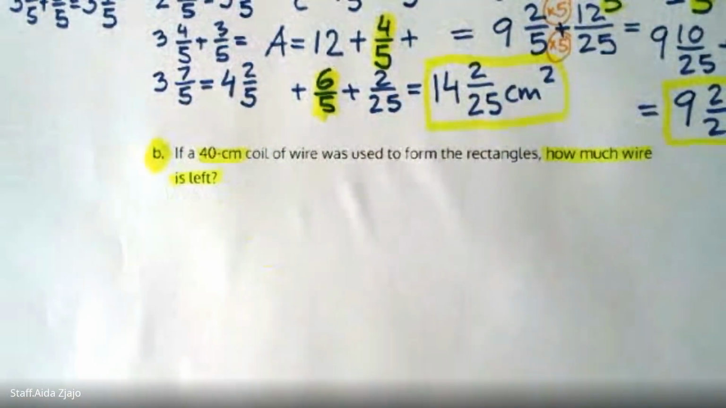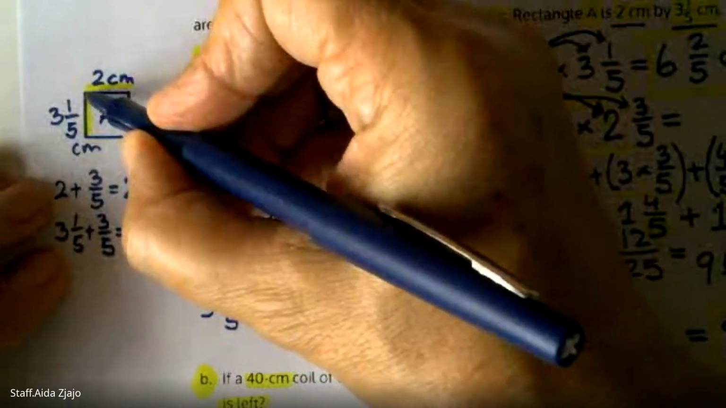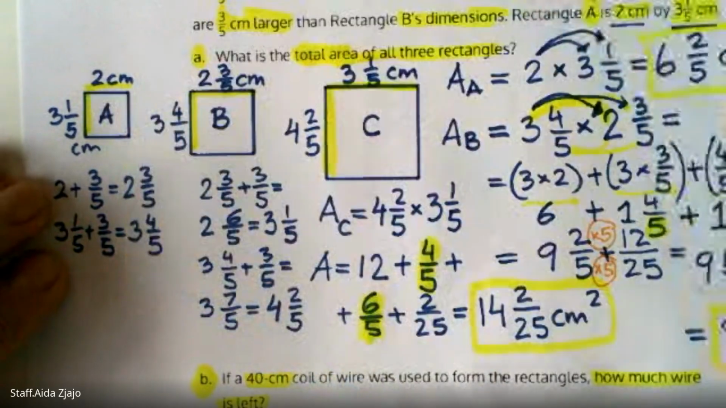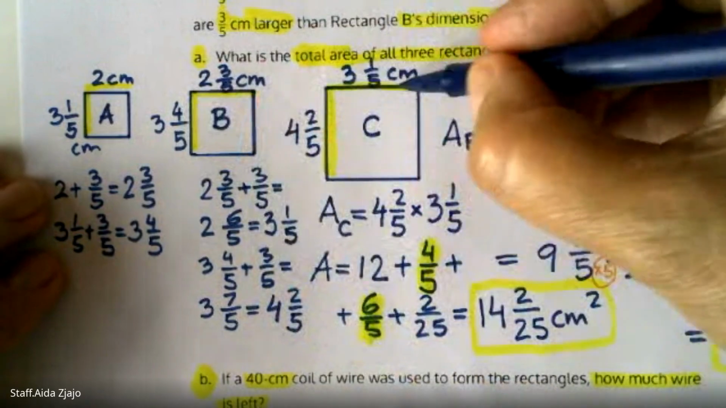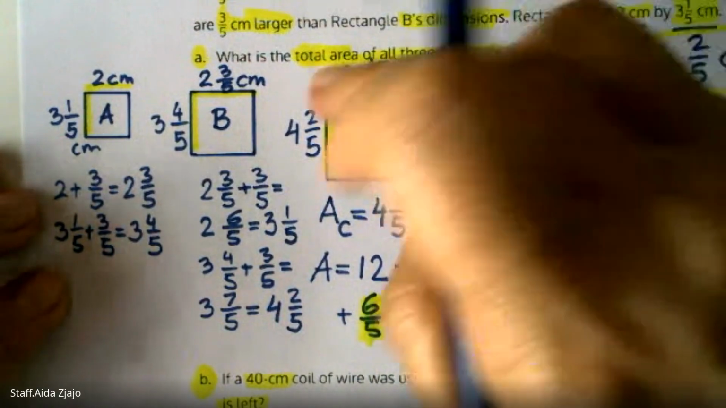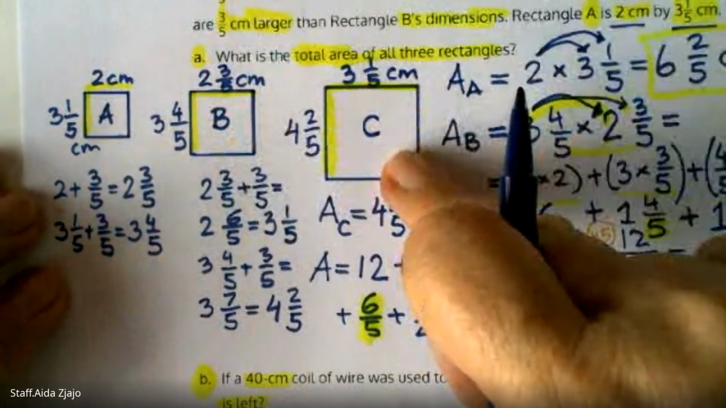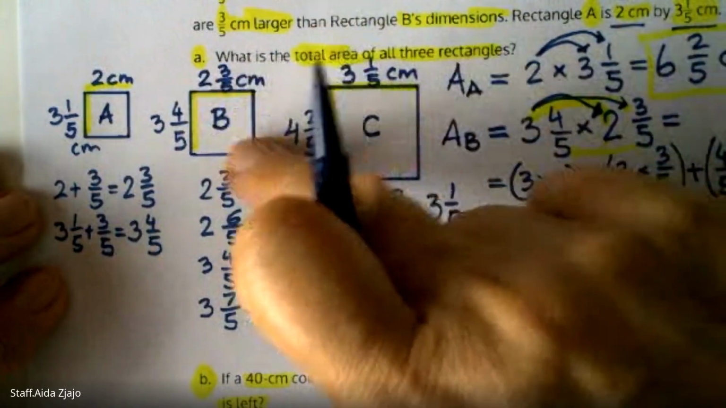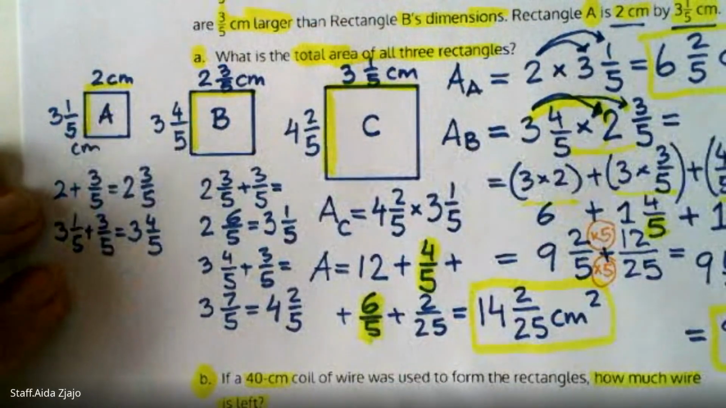So imagine this was made of wire. You start from here and you go around and use the wire. And here you start and bend the wire. So that's what they do in real life. So right now I need a perimeter for A, perimeter for B, and perimeter for C to know how much wire they were using for each. So perimeter is adding 2 lengths and 2 widths.